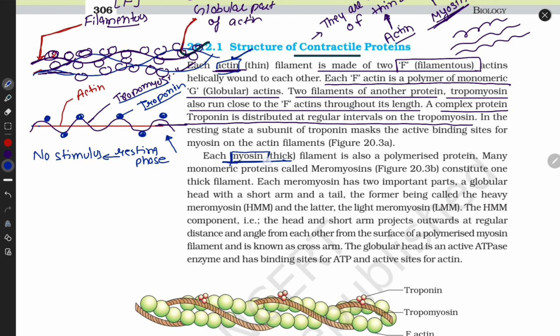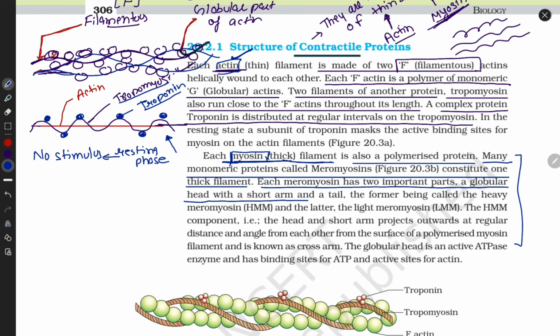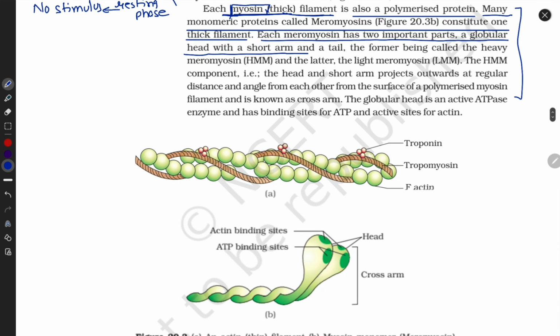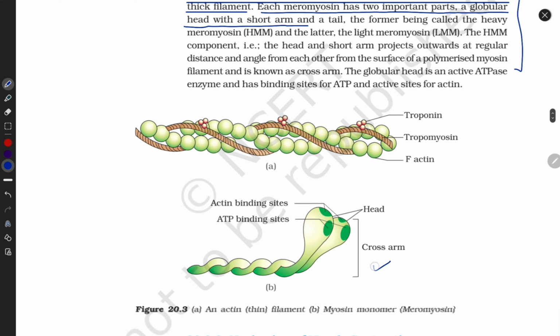Now switch towards myosin. Myosin forms the thick filament, we know. It is also a polymerized protein. Many monomeric proteins called meromyosins constitute one thick filament, and each meromyosin has two important parts: a globular head and a short arm. Look at this diagram. This is the myosin structure and this is the actin structure. These are troponin, this is tropomyosin, and this is the fibrous part.